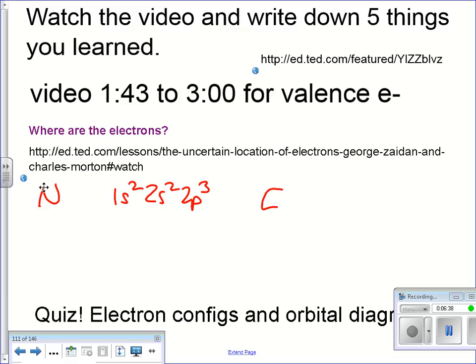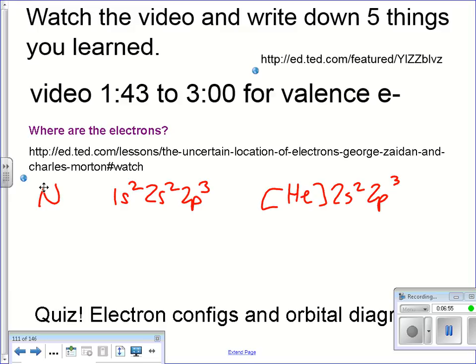Bracket. So you're going back to the last noble gas, which happened to be helium. It's just a small atom. Okay? 2s2, 2p3, because that 2s2 starts the next row. So that one's really tiny, right?